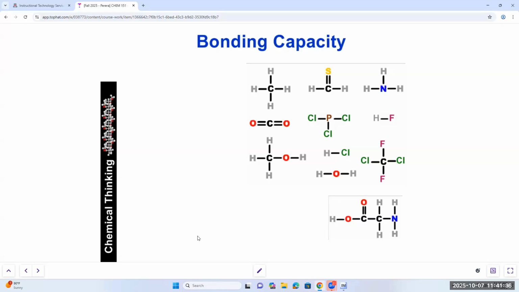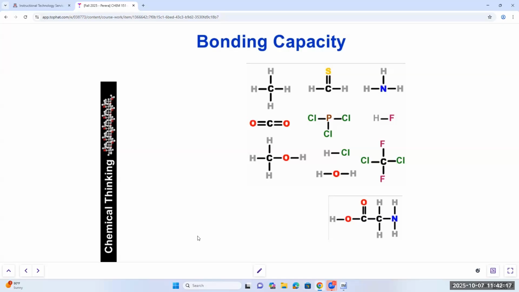In the first molecule, 4 bonds. Go to the next molecule with carbon. How many bonds do we have around carbon? Again 4. Go to carbon dioxide at the bottom. How many bonds do we have around carbon? How many lines do we have around carbon? Do you see bonds, like lines? How many lines do we have around carbon in this molecule?